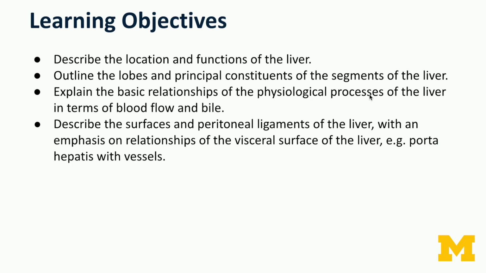So we've discussed the liver, where it is and what it does, its principal lobes and what segments of the liver are, the basic relationships of the physiological processes of moving blood and bile to, through, and away from the liver, as well as the peritoneal ligaments of the liver with an emphasis on that visceral surface, especially the porta hepatis and the vessels that relate to it.